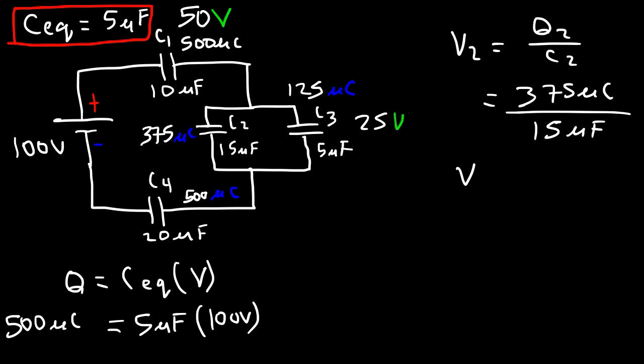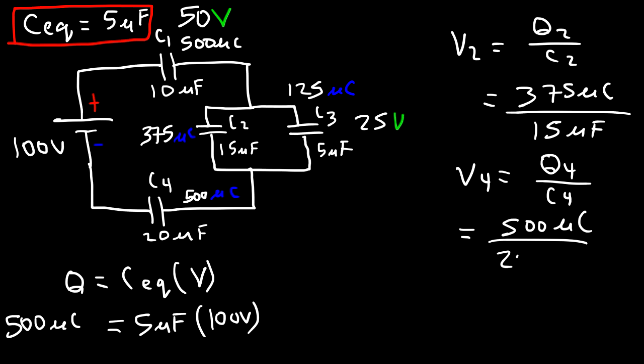Now to calculate the voltage across C4, it's going to be Q4 divided by C4. And so the charge is 500 microcoulombs and the capacitance is 20 microfarads. So 500 divided by 20 will give us a voltage of 25 volts.